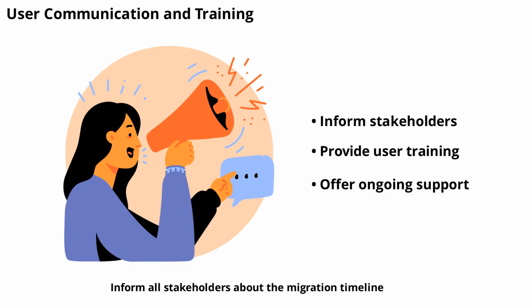Effective communication with users is vital during data migration. Inform all stakeholders about the migration timeline, potential impacts, and any required actions. Provide training on the new ITSM software, highlighting changes in workflows or data access. Clear communication reduces confusion and helps users adapt quickly to the new system. Address user concerns promptly and offer ongoing support throughout the migration process. By keeping everyone informed and prepared, you foster a smoother transition and minimize disruptions to daily operations.